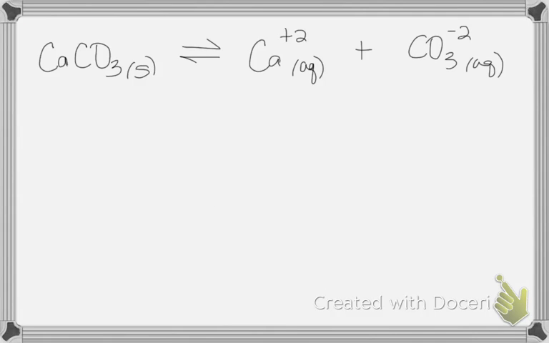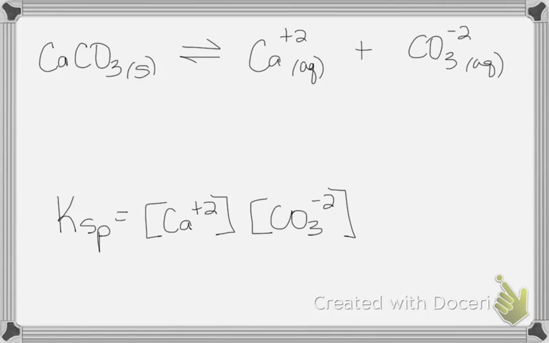Could you write the Ksp constant expression for this calcium carbonate reaction? Yeah, that's easy. So the expression for the calcium carbonate reaction would look like that. Y'all, Ksps will always be just the products, never the reactants, because they're all going to look like this. Solids going to make the aqueous ions.